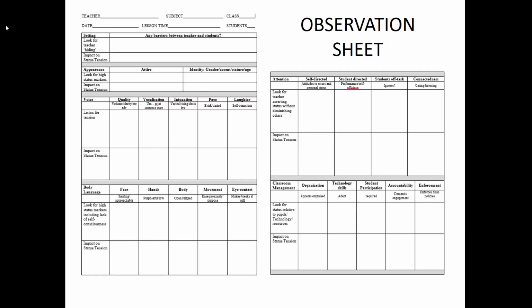First thing I had to do was create some kind of observation rubric that would help me focus on the key behaviours that signpost the status and tension of the classroom teacher. And this is what I came up with. I've broken it down into 4 areas: voice, body language, teacher retention, and the normal classroom management stuff with which most of us are familiar.